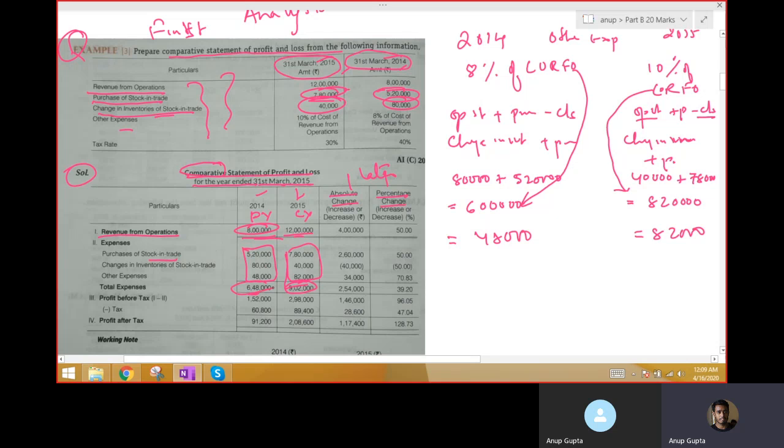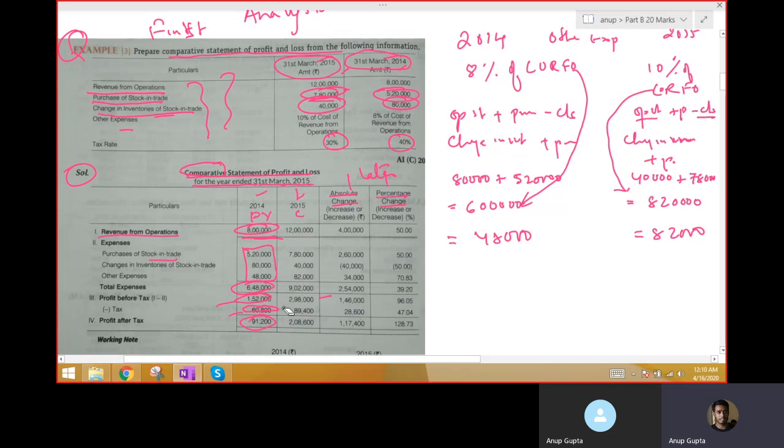8 lakh minus 6 lakh 48 is 1 lakh 52. 12 lakh minus 9 lakh 2,000 is 2 lakh 98,000. This is profit before tax. Tax here is given 30% and 40%: for the previous year it is 40% and for the current year 30%. So 40% of 1 lakh 52 is 60,800, and 30% of 2,98,000 is 89,400. 1 lakh 52 minus 60,800 you get this much, and 2,98,000 minus 89,400 you get 2,08,600.